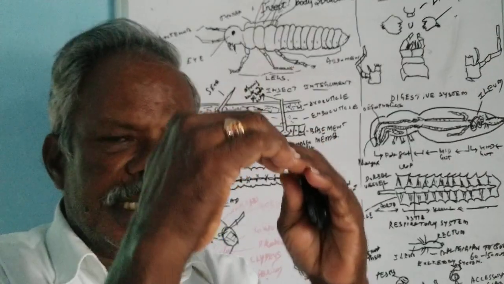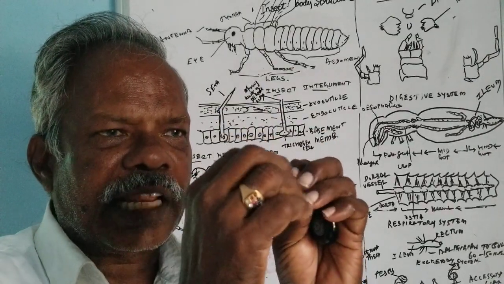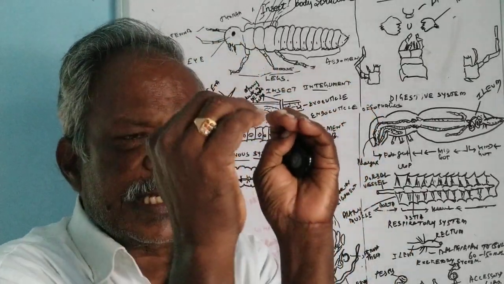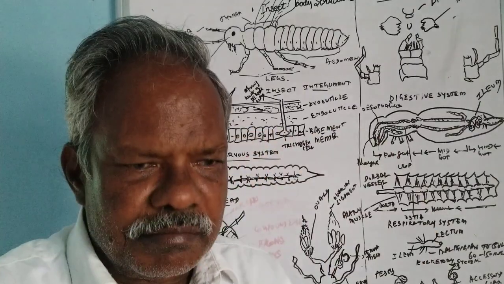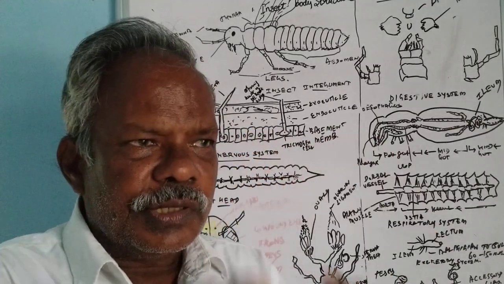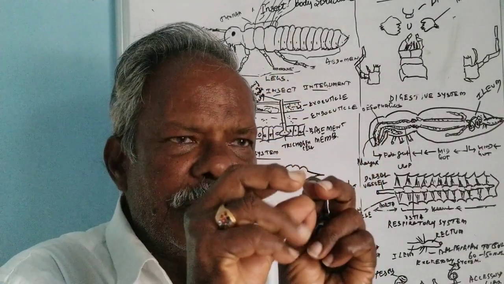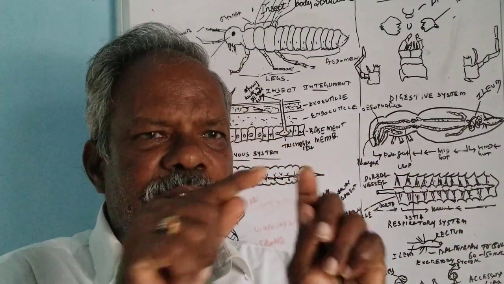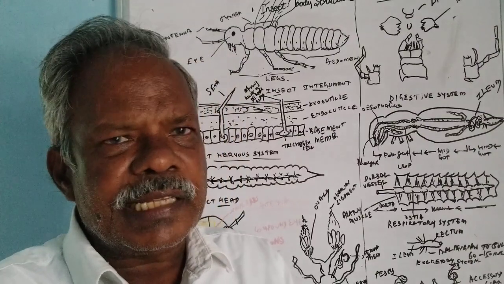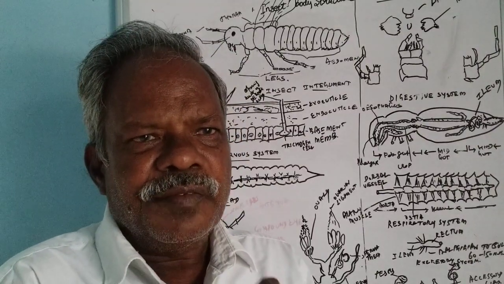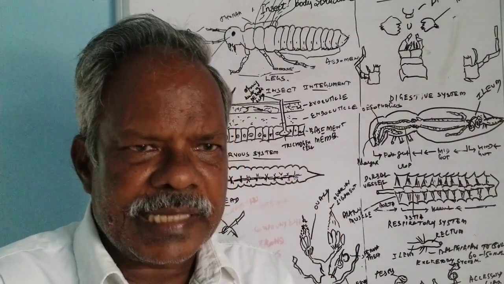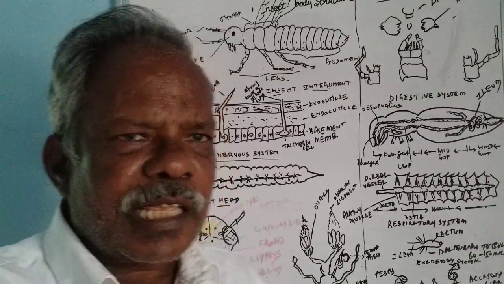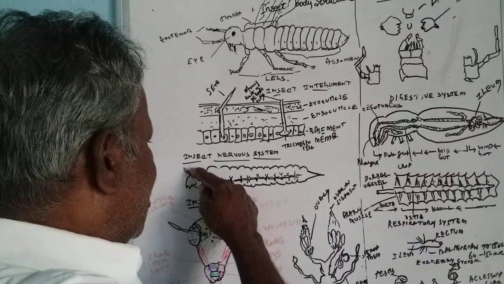On the dorsal side, two ganglions will be there, and two connectives, that is the circumesophageal connective or nerve. So there will be two ganglions, two dot-like structures. From there a curved nerve on either side of the esophagus arises and ends in a ganglion on the ventral side, that is the subesophageal ganglion.